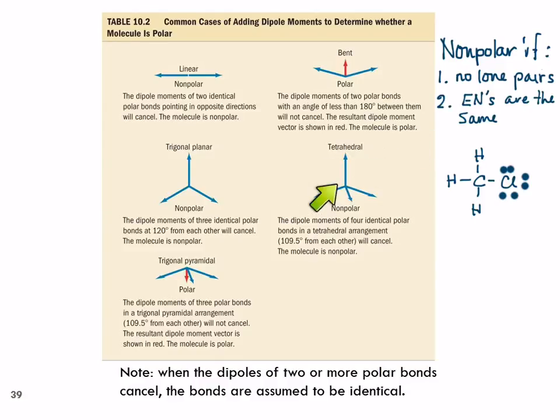You notice the tetrahedral is the shape we get with no lone pairs. And trigonal planar is a shape we get with no lone pairs. This one, trigonal pyramid, requires lone pairs, doesn't it? Something like ammonia.